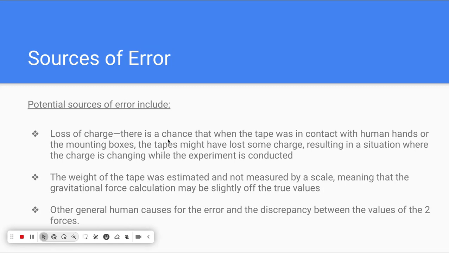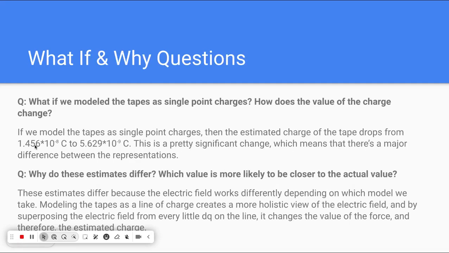And now sources of error. One is loss of charge. There's a chance that the tape, when it was in contact with humans or the boxes, lost some charge and resulted in a situation where the charge is fluctuating during the experiment. The weight of the tape was also estimated. It wasn't measured by scale, so the gravitational force itself might be wrong. And then there are other general human causes for error, such as the discrepancy between the values of the two forces.